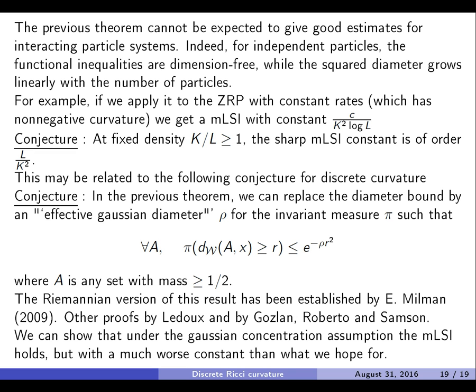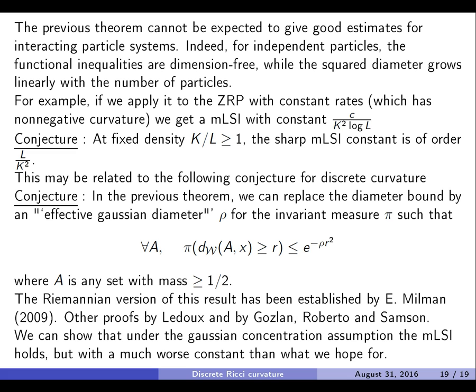And just to finish, I want to mention a conjecture for this. In the continuous setting, Emanuel Milman showed that instead of using the diameter, you can use an assumption of a bound on some kind of effective Gaussian diameter. You assume that there's some Gaussian concentration with some fixed constant rho, and then you show that in non-negative curvature, you can control the Poincaré constant and the log Sobolev constant just by this constant rho.